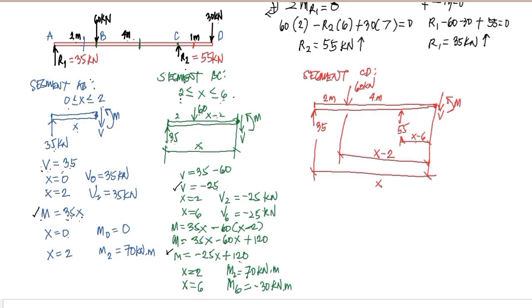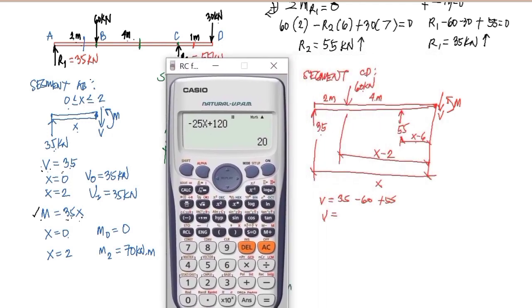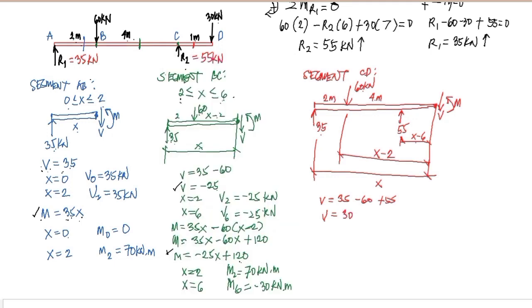So for the shear, so we have shear is equal to, so we are just summating forces vertical here. So we have 35 upwards, so that's 35 positive, and this 60 here is downward, so minus 60, and 55 here is upwards, plus 55. So we have here, the shear is equal to 35 minus 60 plus 55. And we have here 30 kilonewton. So we have here 30.